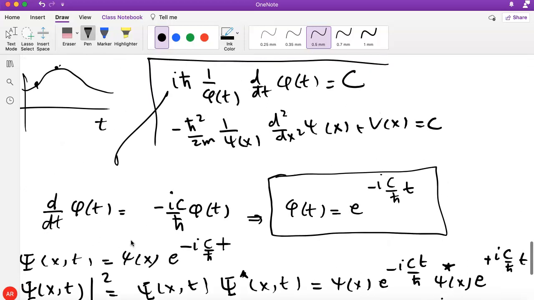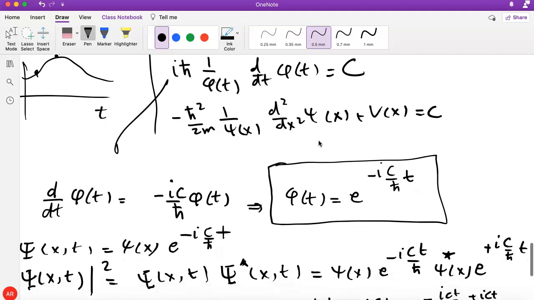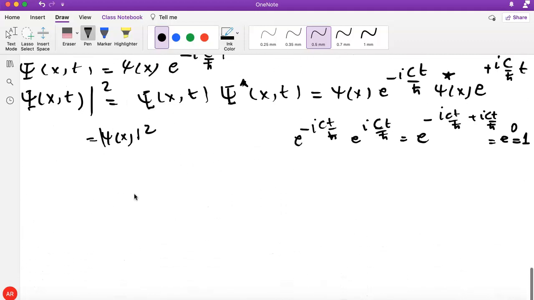And basically this equation now, the equation for psi of x, is an extremely important equation in quantum mechanics. It's called the time-independent Schrodinger equation. And it basically describes what are the allowed stationary states. So let's write that.